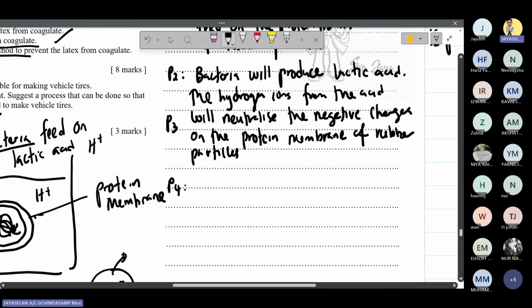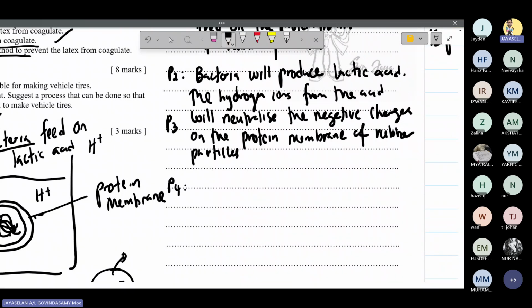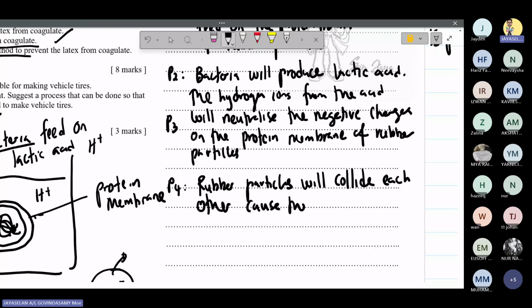Okay, point 4. Once the rubber particle is neutralized, what will it do? It will collide with each other. So what happened? You put here the rubber particles will collide with each other. You can put the neutral rubber particle also can. And it causes what? It causes the protein membrane to break up. So you already score your point 4 and point 5. Any question?